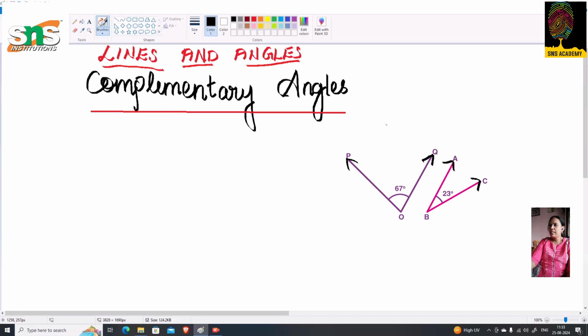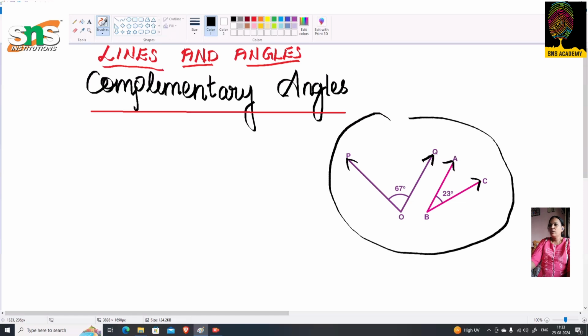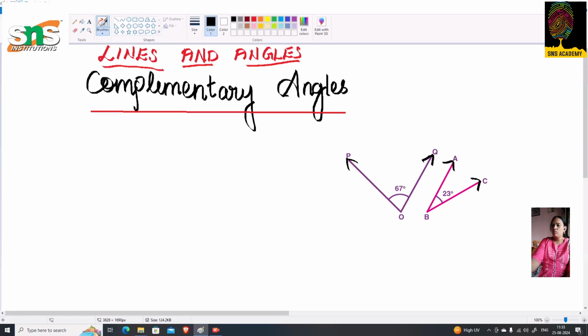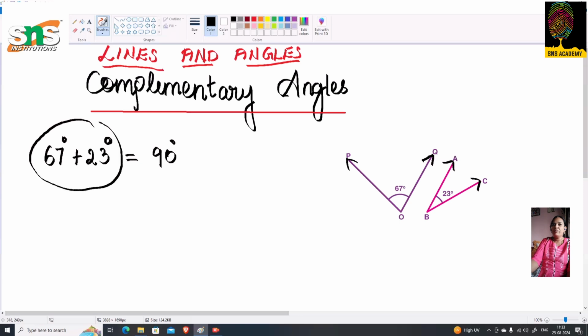When you add any two angles, here I have taken a measurement of two angles. The first angle is 67 degrees and the second angle is 23 degrees. So when you find the sum of these two angles, if your answer is 90, then we can call these two angles, 67 and 23, complementary angles. So what is the definition of a complementary angle?